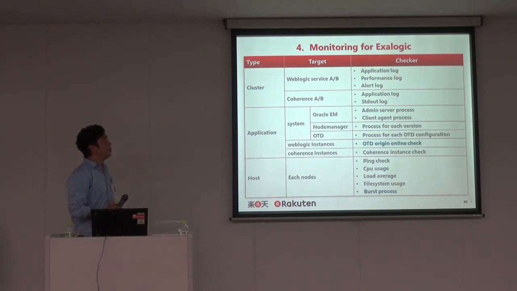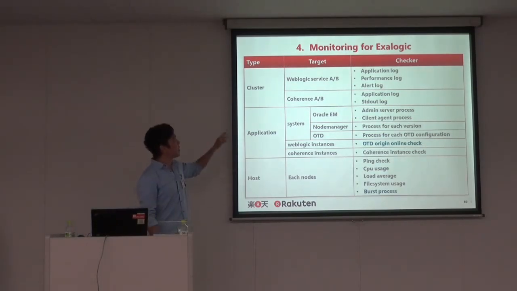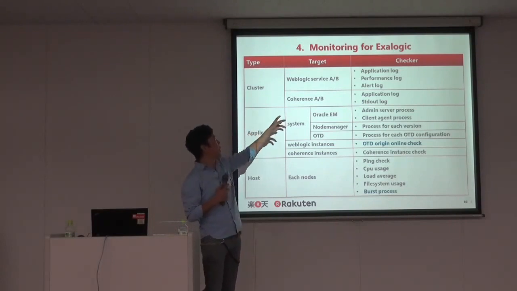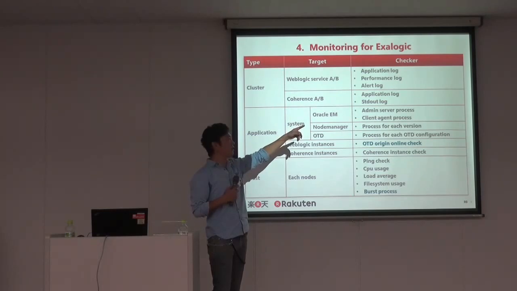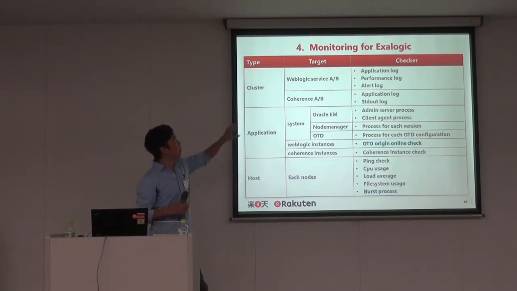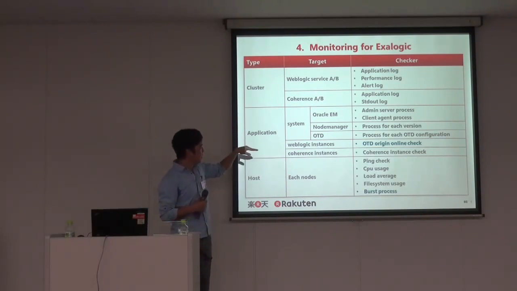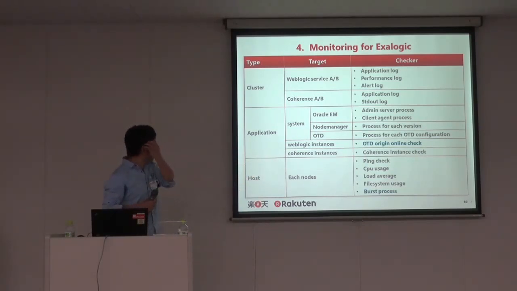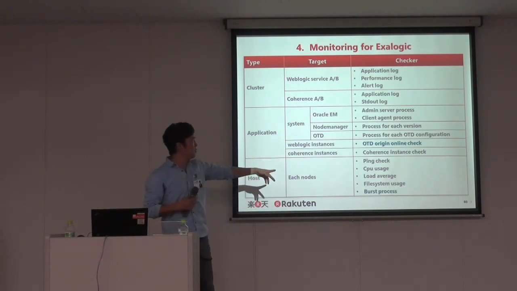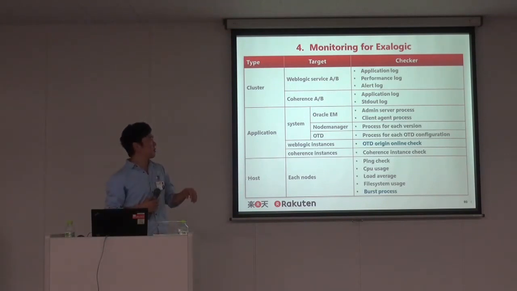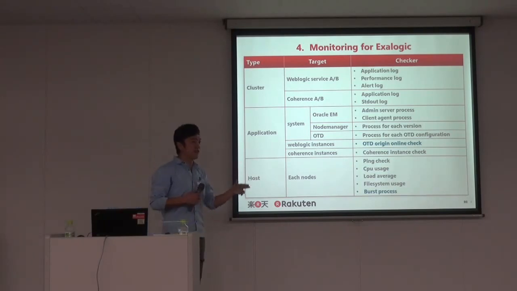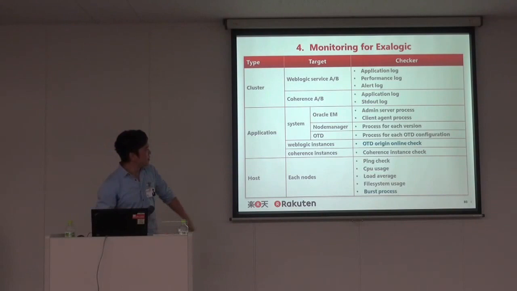Okay, these are the checks we're doing for ExaLogic. For the cluster, we have a group of applications. For ExaLogic, we have a service domain A and B and the coherence. We're checking the log, collecting all logs to one place and checking to reduce mails. And for the application, we're checking the processes for each application, each instance. And for the WebLogic instance, we have a special check for ExaLogic. We're checking if the instance is online on the OTD balancer or not, so we know exactly if this instance is up and also used for the service.